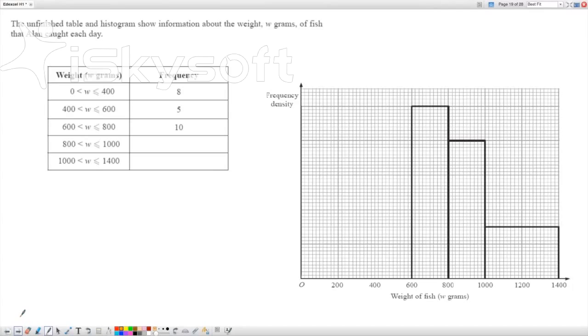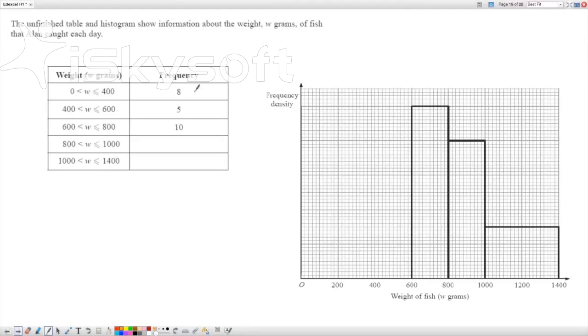Here we have an unfinished table and histogram, which shows information about the weight, in grams, of fish that Alan caught each day. So let me look here, we've got our scale and our label across here for our x-axis. We haven't got a scale here on the frequency density, and we've got a number of things missing.